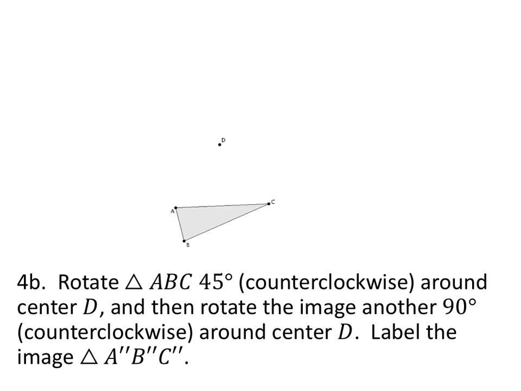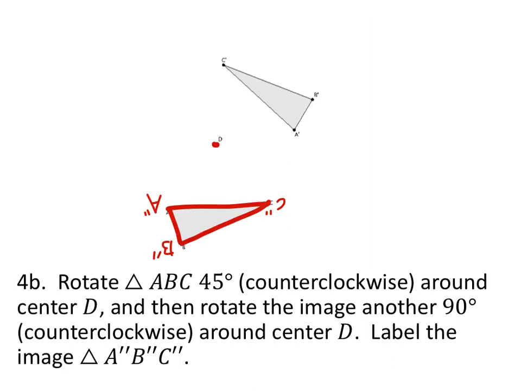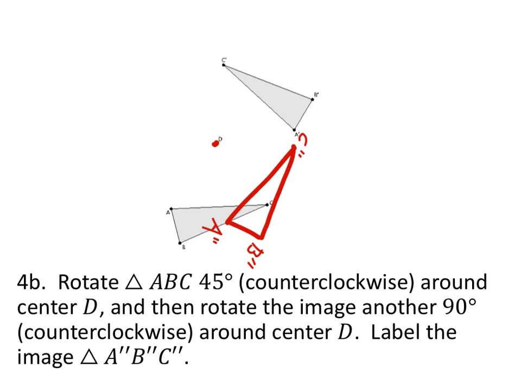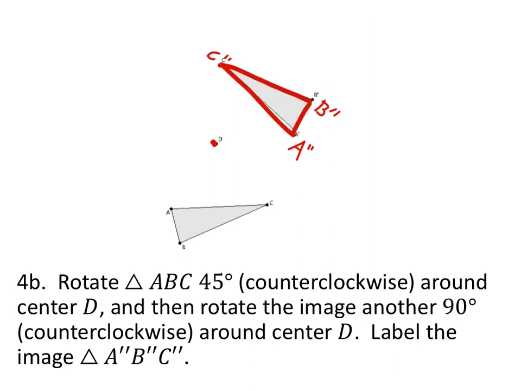That's really nice. But now what we're going to do is rotate triangle ABC 45 degrees counterclockwise around center D. And then rotate the image another 90 degrees counterclockwise around center D. And we'll label this one A double prime, B double prime, C double prime. All right, let's go and rotate this 45 degrees counterclockwise. I got about right there. But I'm going to rotate that another 90 degrees counterclockwise, which would be right here.